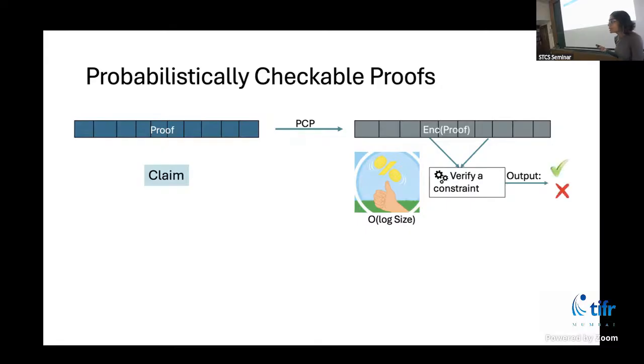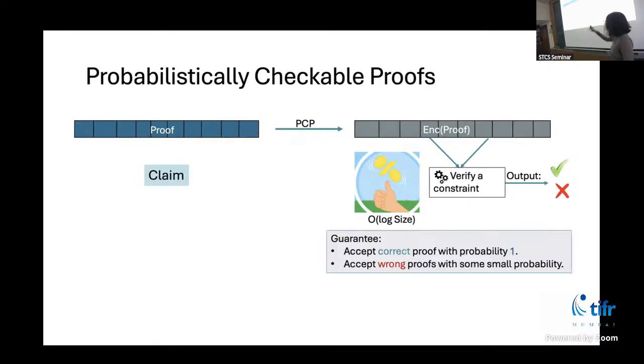The guarantee of the PCP is that if the prover did everything correctly, or did the encoding correctly, and the proof was a valid proof for your claim, then you will always accept with probability 1. But because you're only checking a few locations, if the proof was wrong, or if the claim was wrong to begin with, then you will never accept whatever the prover gives. Anything the prover gives you for a false claim will be accepted only with some small probability of error. Wait, so this is the correct encoding of the wrong claim? That will be accepted with small probability.